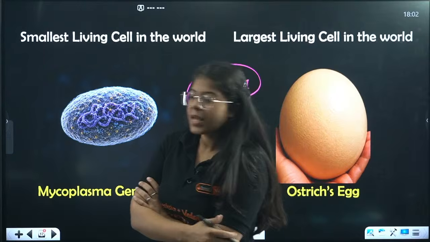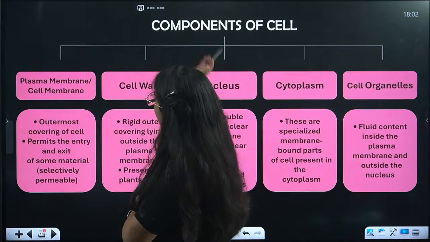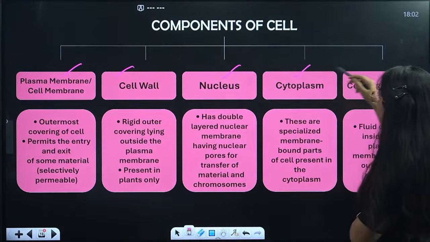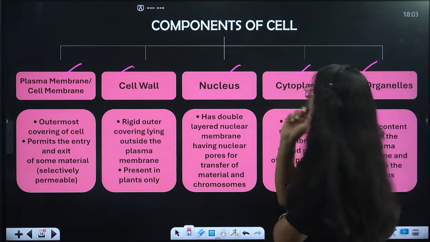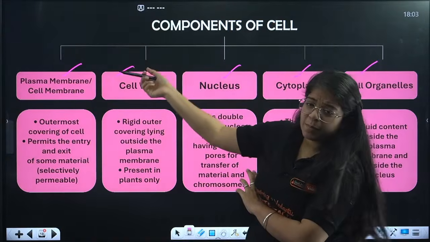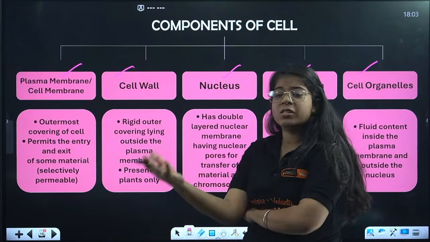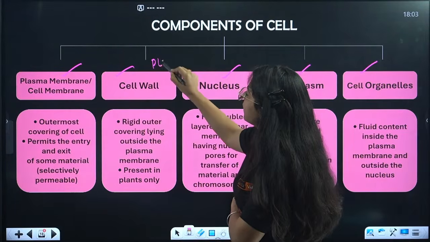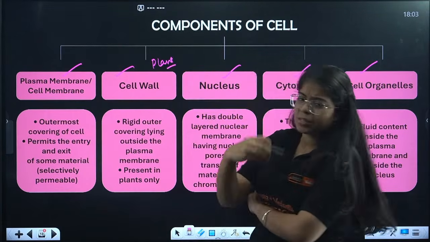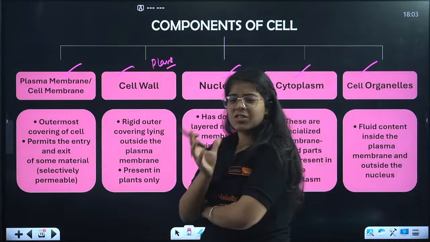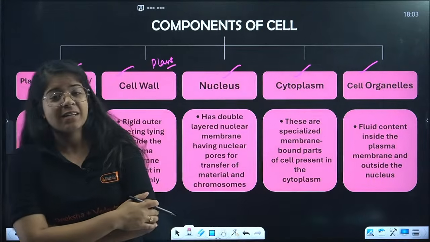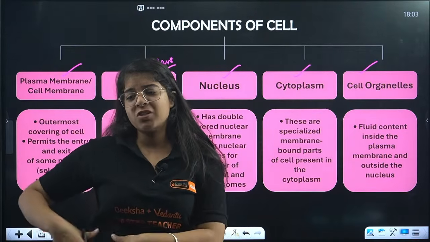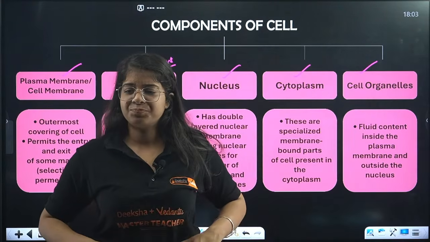Okay, next we studied about these components of cell: plasma membrane, cell wall, nucleus, cytoplasm, cell organelles. Plasma membrane is the boundary of the cell. Cell wall is rigid, it's present outside the plasma membrane and it's only present in the plant cells. Nucleus is the brain of the cell, cytoplasm is the jelly-like structure, and cell organelles are different kinds of structures. They all are performing their own work, right? Just like my kidney, my liver.